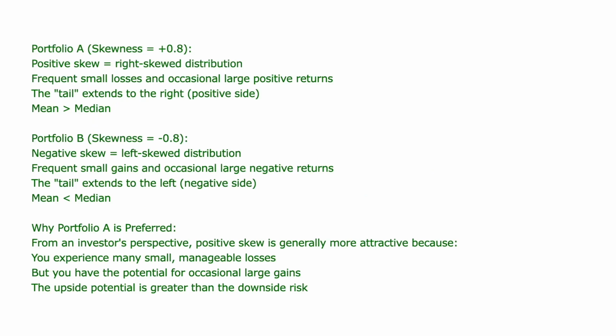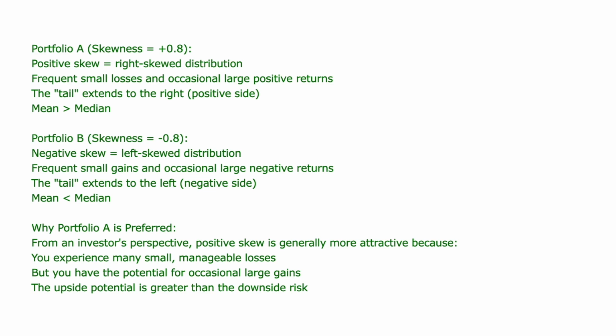Positive skew, plus 0.8, means long right tail, occasional large gains, frequent small losses. Negative skew, negative 0.8, means long left tail, occasional large losses, frequent small gains. Investors are loss averse, hate big losses more than they love big gains. They prefer distributions with upside potential and limited downside risk.